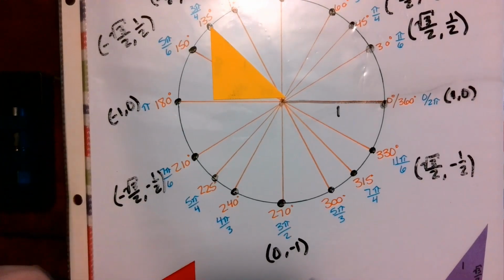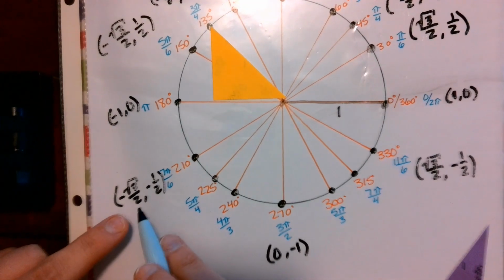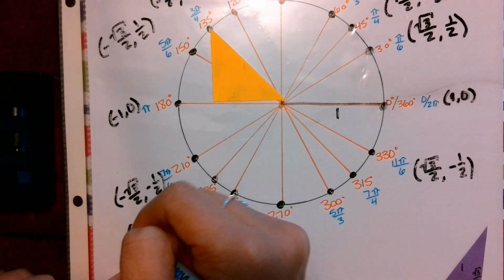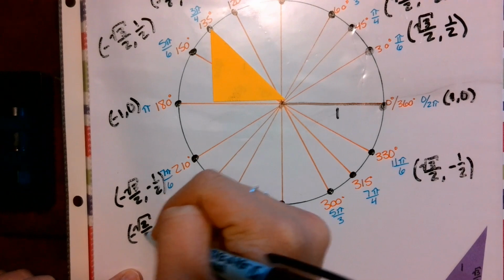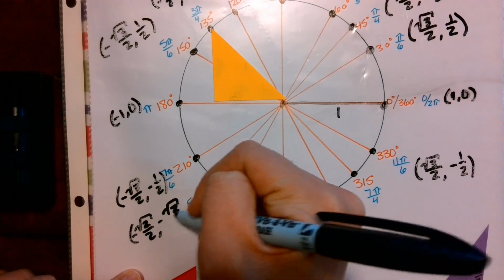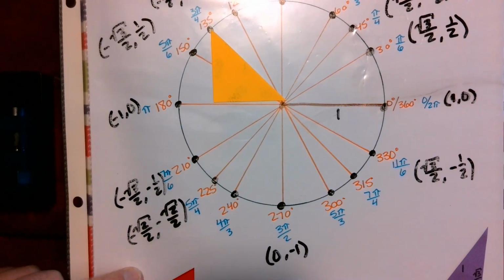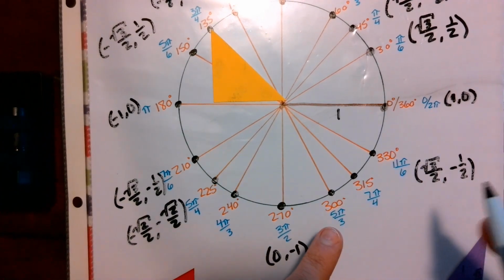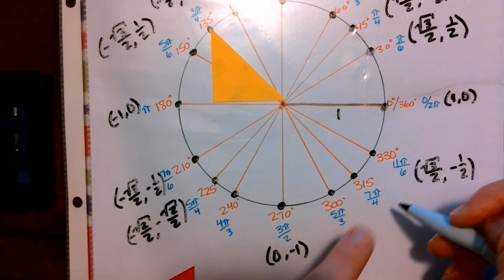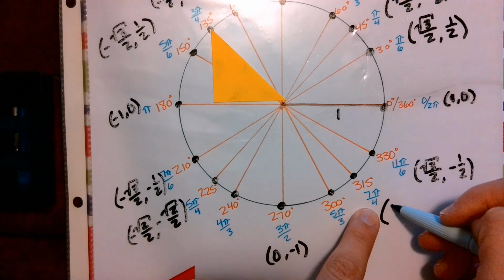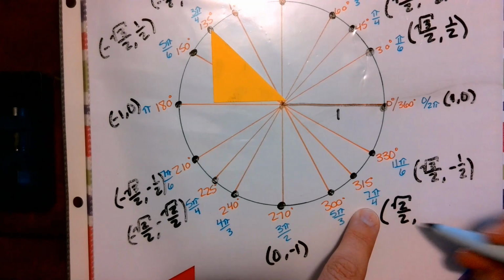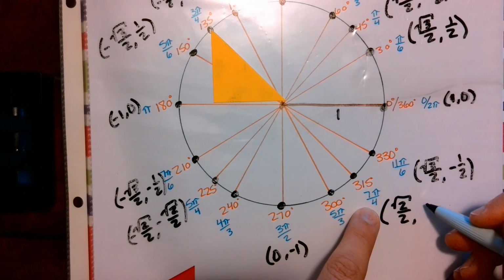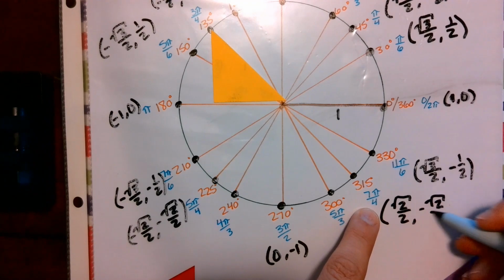Same thing is always going to happen in that third quadrant, that I'm always going to have negative and negative. So a negative radical 2 over 2, negative radical 2 over 2. In the fourth quadrant, I'm always going to have positive and then negative. So I'm going to have my radical 2 over 2 and a negative radical 2 over 2.